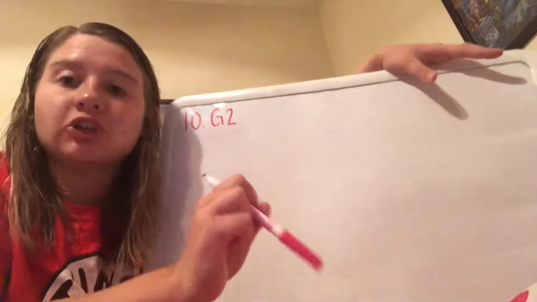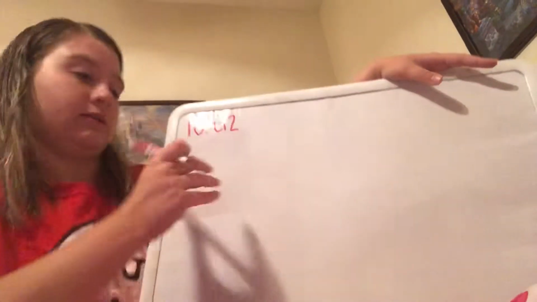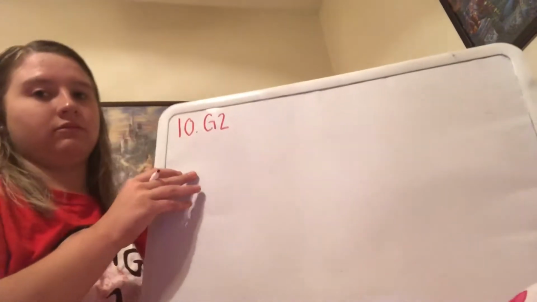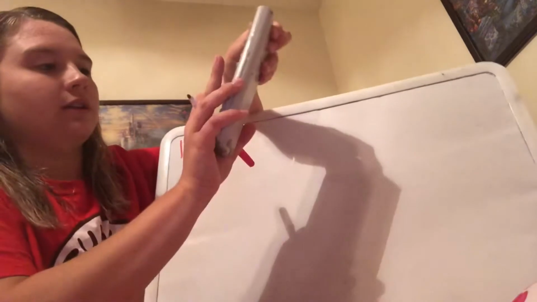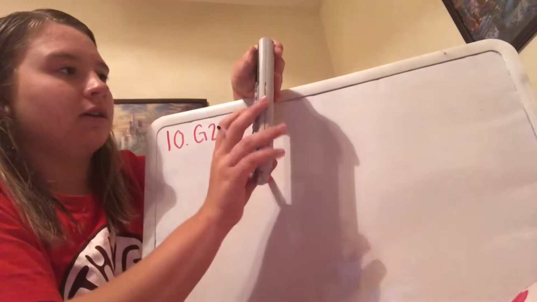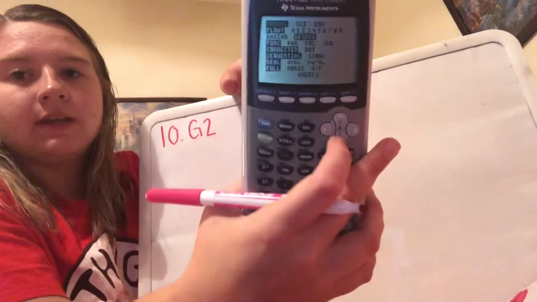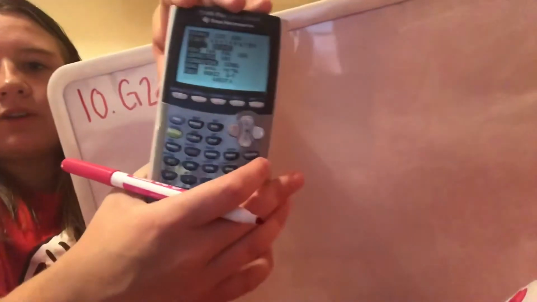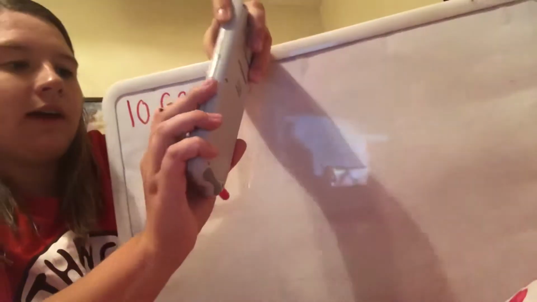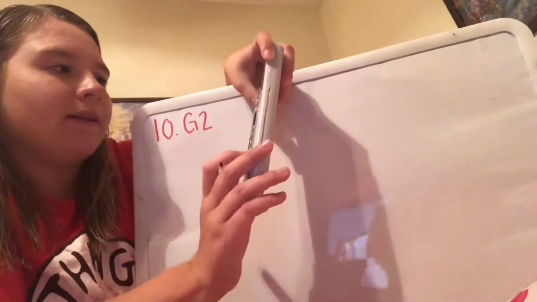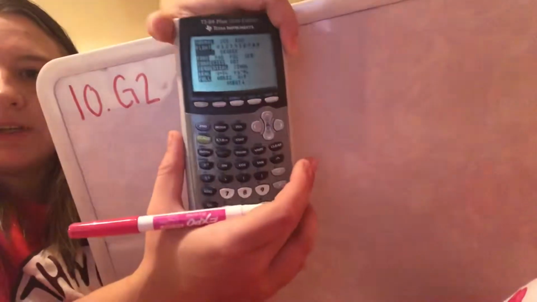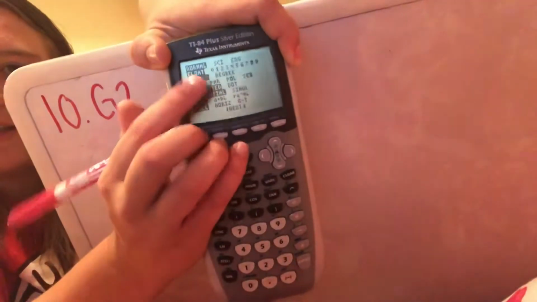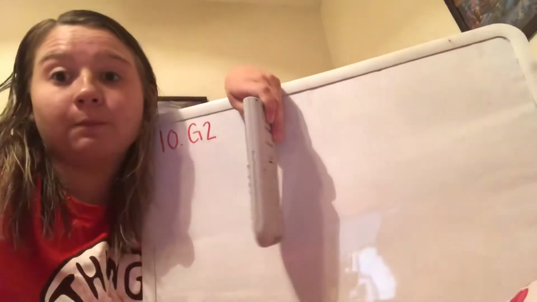Okay, so to start off, when you're using your calculator for trigonometric equations, make sure you go to your mode, which is right next to the second button. Click that and scroll down and make sure your calculator is in radians. You just want to make sure that is highlighted.